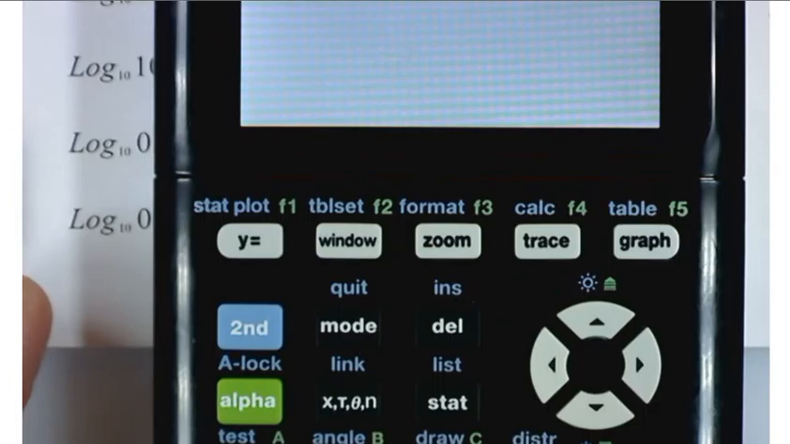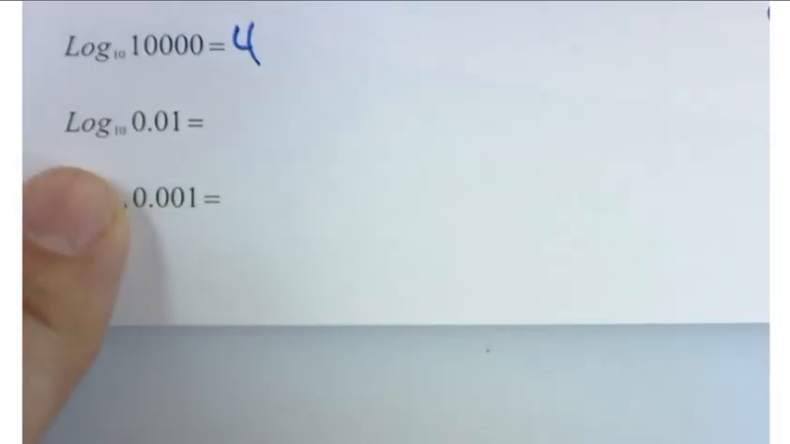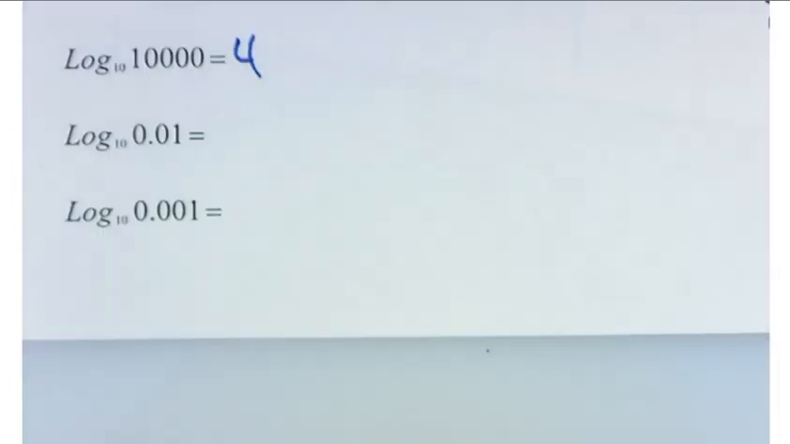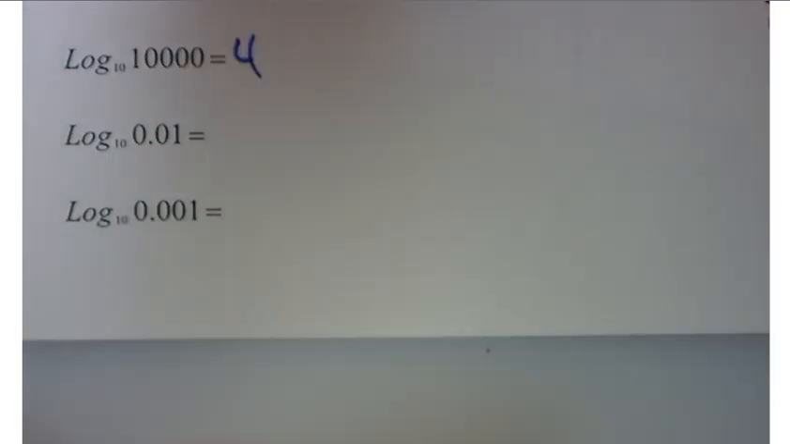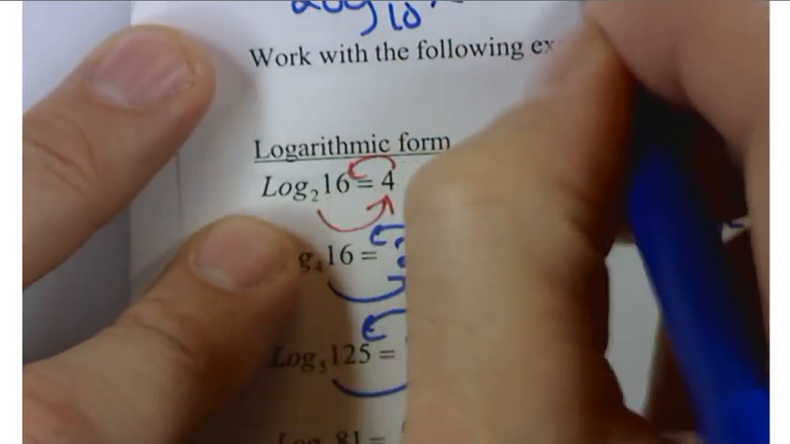So log base 10 is kind of like a default. Log base 10 is what's called the common logarithm. So let me put that up here. Log base 10 of x is just log of x.